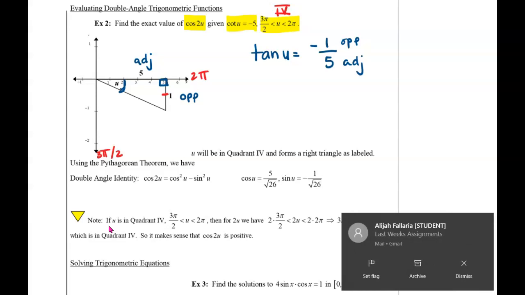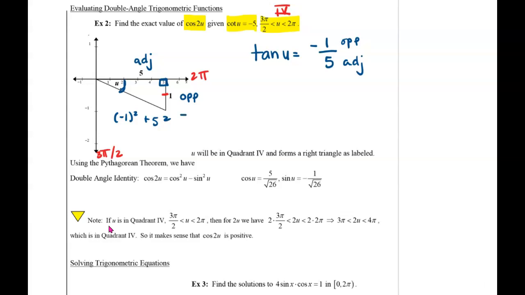Now, the first thing we want to do is figure out this missing side over here. So to figure out the hypotenuse, we are going to do negative 1 squared plus 5 squared is equal to, and we don't know this side, so I'll call that side r squared. So negative 1 squared is 1, and 5 squared is 25, so 26 equals r squared, and so when we square root it, r is going to equal the square root of 26. By the way, the hypotenuse of the triangle is always positive. So this is root 26.